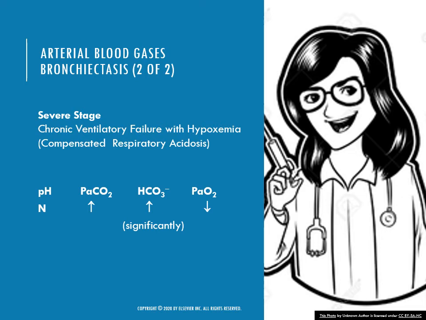Arterial blood gases in severe bronchiectasis reveal chronic ventilatory failure with hypoxemia. This is a compensated respiratory acidosis. In a compensated respiratory acidosis, the pH is normal. The PaCO2 is increased. The bicarb is elevated significantly to compensate and bring the pH back to normal, though it's on the acid side of normal. The PaO2 is chronically low, as well as the oxygen saturation being chronically low.